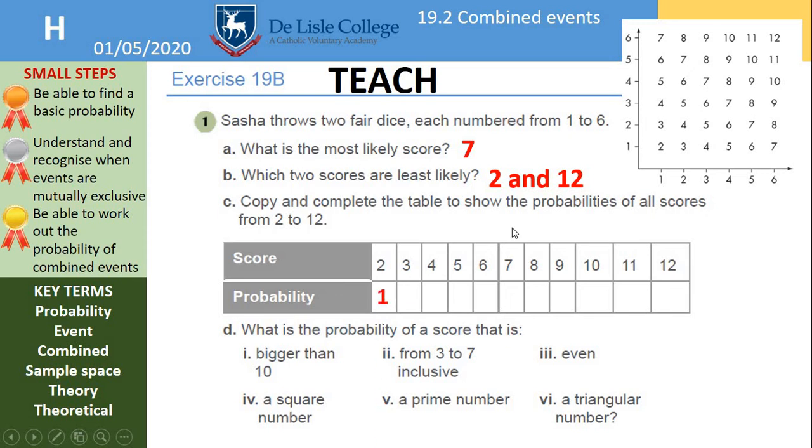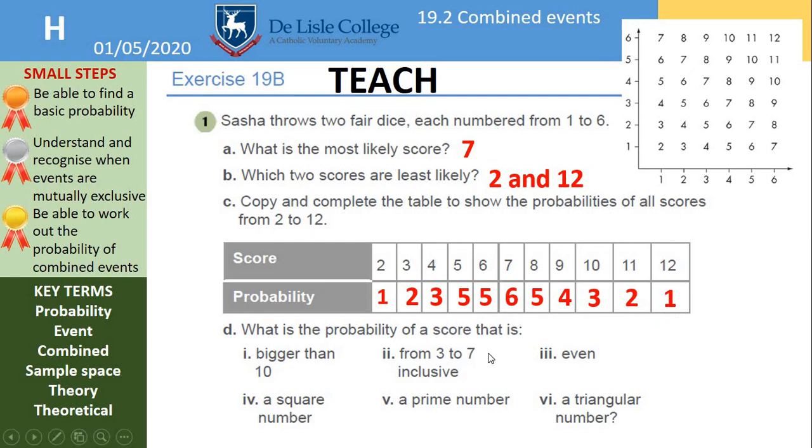So for 2 then, there was 1 possibility. For 3, there are 2. For a score of 4, there are 3 possibilities. A score of 5, there are 4. I've done that wrong, I will change that on my presentation. For 6, there are 5. For 7, there are 6. For 8, there are 5. For 9, there are 4. For 10, there are 3. 11, there are 2. And 12, there are 1.